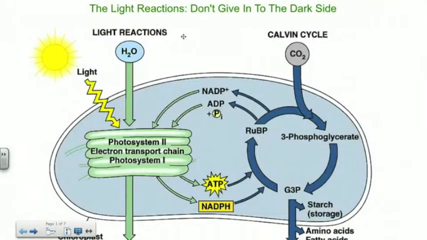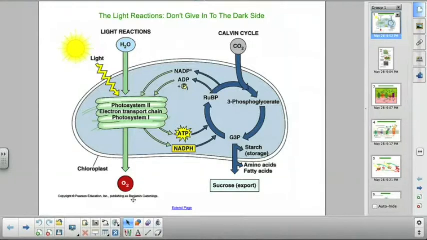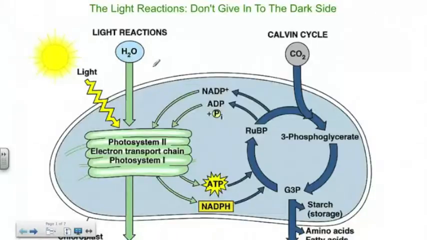Today we're going to look at the light reactions of photosynthesis. And as you can see from this picture, there are in fact two reactions that occur, two parts to photosynthesis. Those are called the light reactions, which are the ones we're going to look at today. And the other ones are called the Calvin cycle, sometimes called the dark reactions or the light independent reactions.